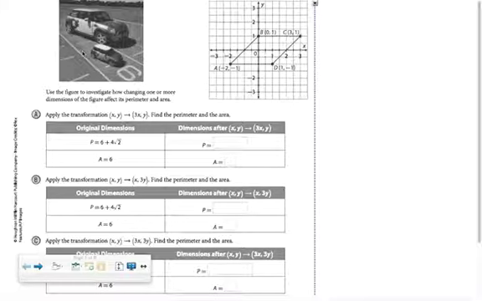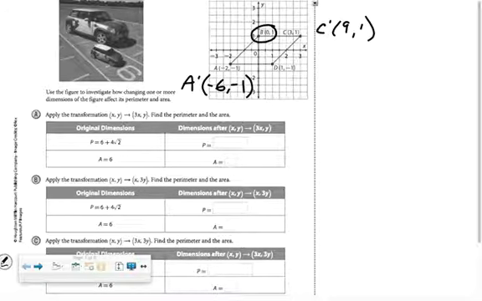They've already found the original perimeter and area for it. And in part A, we're going to take the x-coordinates and multiply them by 3, and then find the new perimeter and area. So let's begin. A prime will be at -6, -1. B prime at still 0, 1. C prime will be at 9, 1. D prime at 3, -1.